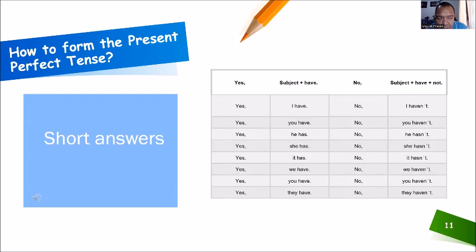We can give short answers to present perfect tense questions. Obviously, you can reply with just yes or no, but in reality, we almost always give a short answer. Present perfect short answers use have, has, or haven't, hasn't in them. Let's look at them in this table.